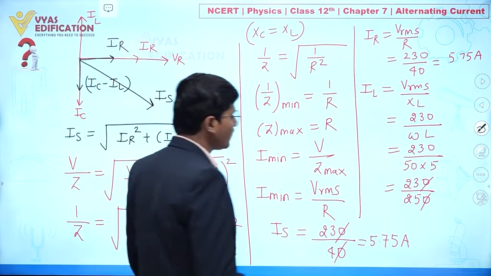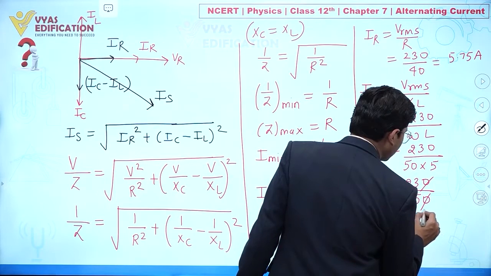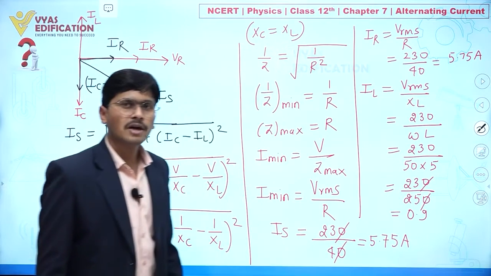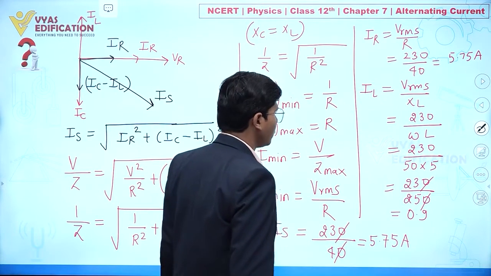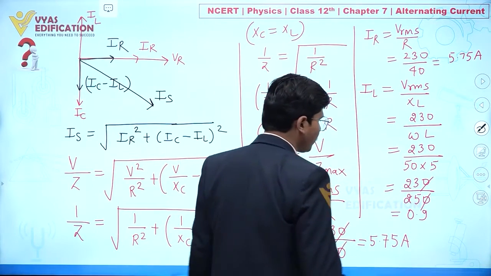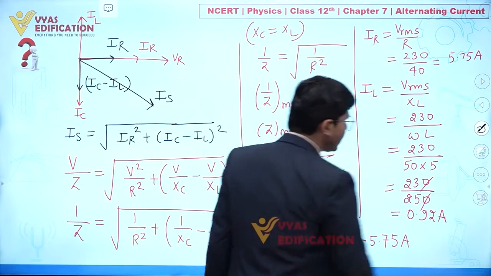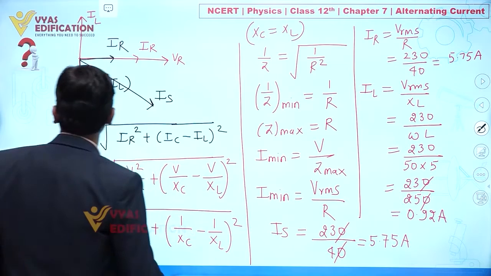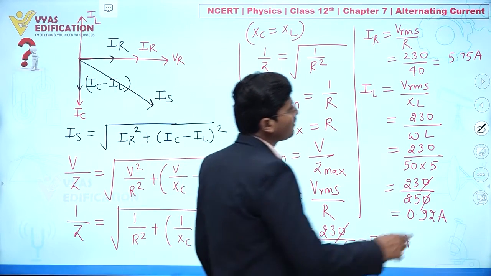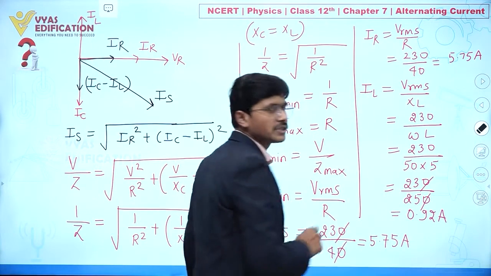So now if you solve it, you can find 0.9, this is 225. Now we have 5 left, so 0.92 ampere. So this is the current that is flowing in an inductor. Now we can find the current that is flowing in a capacitor.